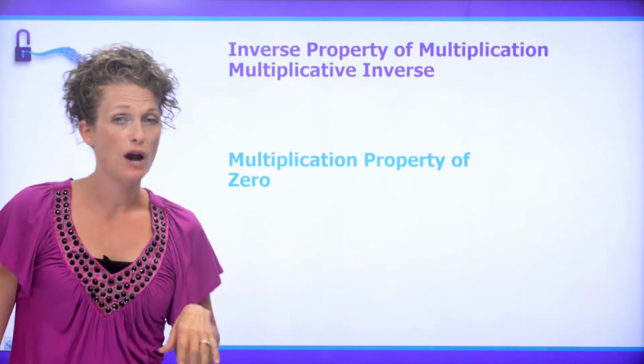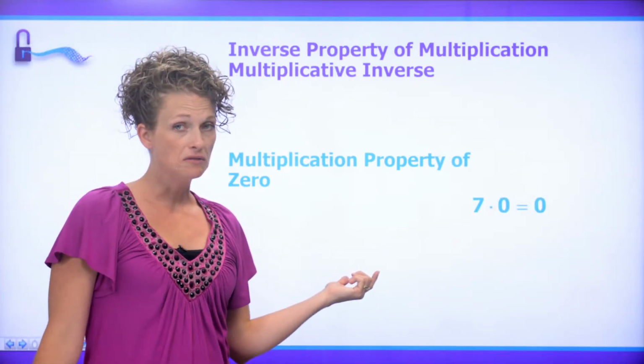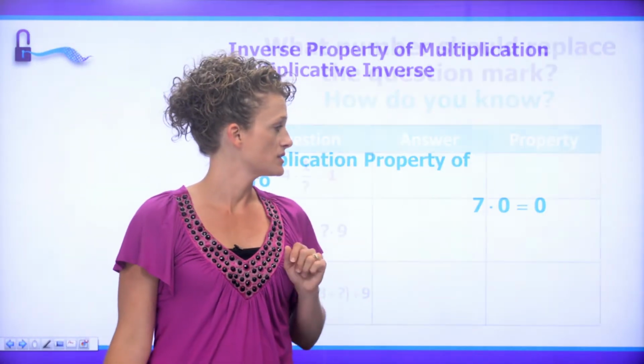The multiplication property of 0, which is our last property, is any number times 0 is going to give you 0. So 7 times 0 equals 0.